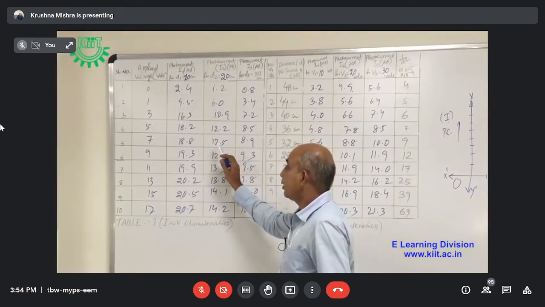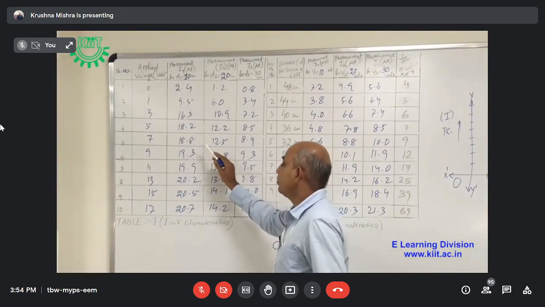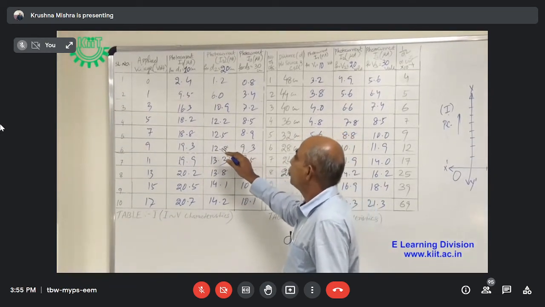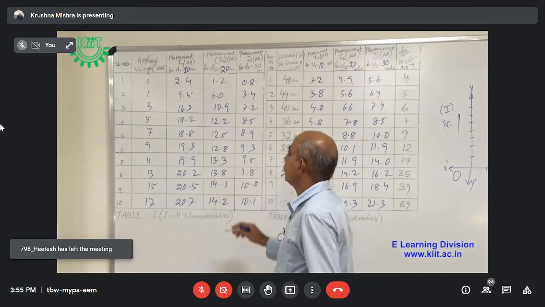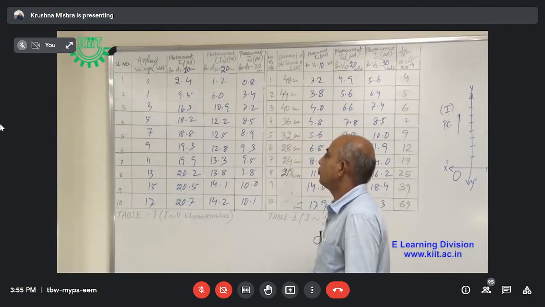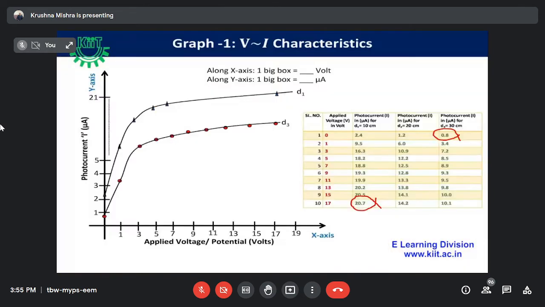Now we will plot a graph taking photocurrent along the y-axis and the potential along the x-axis. That is, we will find the effect of potential on photoelectric current. So we have to focus on the entire table here. We see the minimum current is 0.8 and the maximum current is 20.7 microampere.